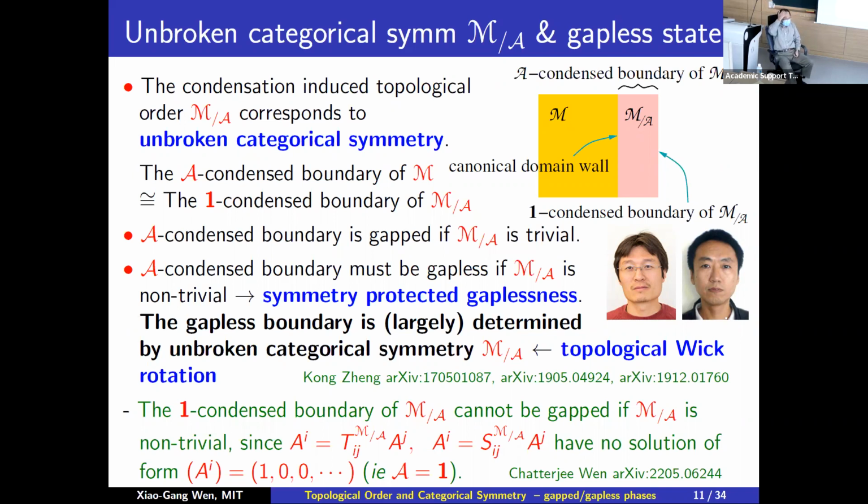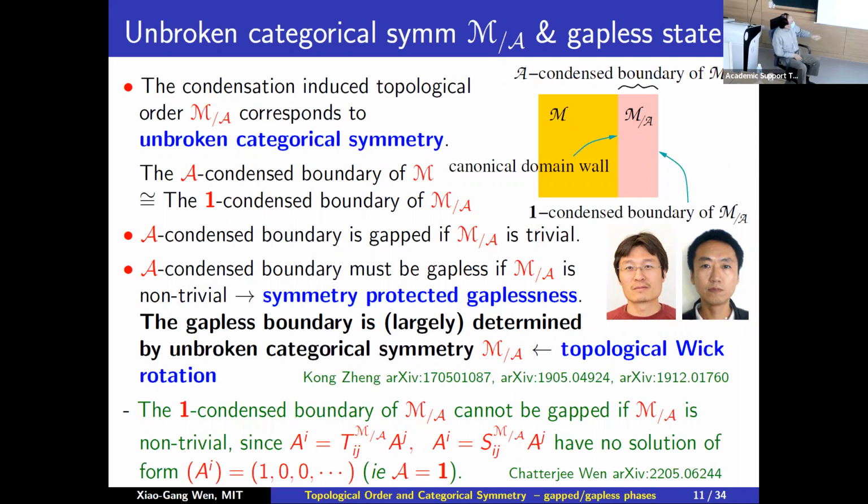Yes. So M/A is still a non-trivial topological order here, right? Yeah, can be. If M/A is trivial, then that means this M can have a gapped boundary. If M/A is non-trivial, we can claim that the A condensed boundary is a trivial condensed boundary for M/A, and the trivial condensed boundary for M/A must be gapless if M/A is non-trivial. So now we can study this kind of question.